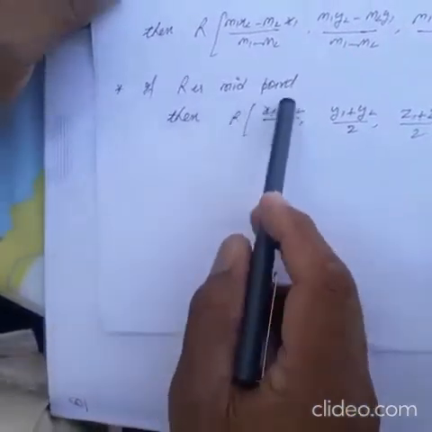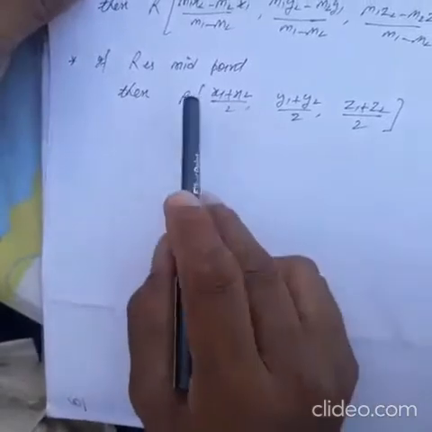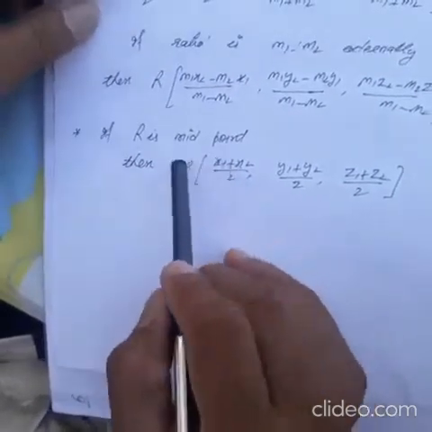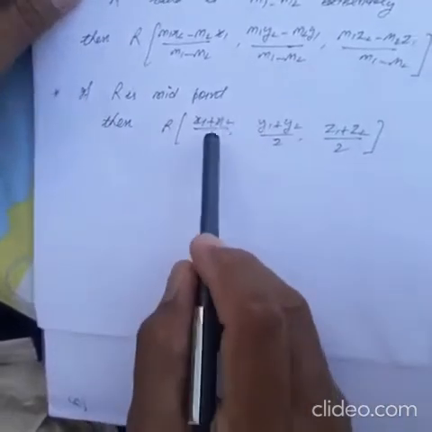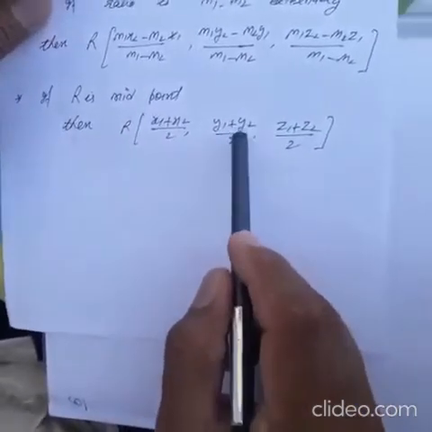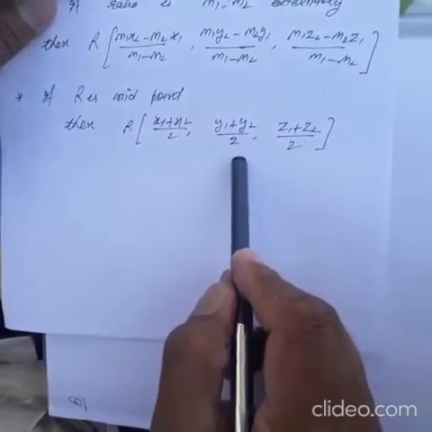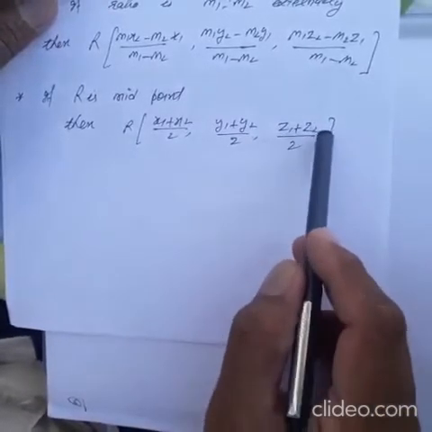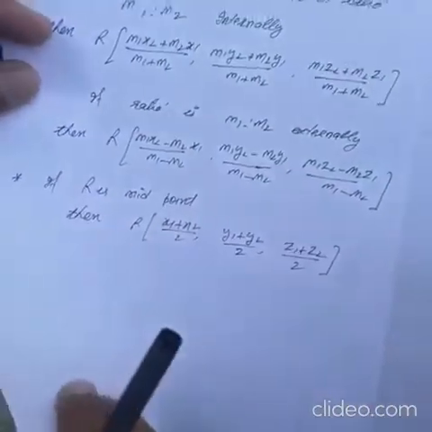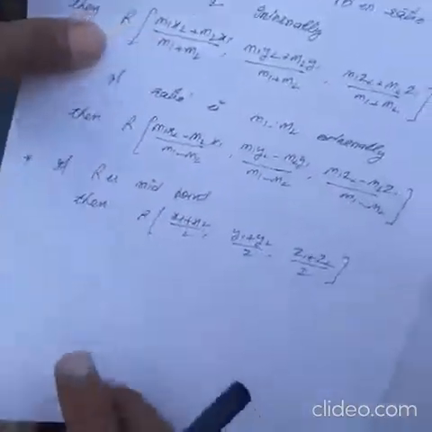Now if R is the midpoint, then the ratio is 1:1 internally. So the coordinates of R are ((x1 plus x2) upon 2, (y1 plus y2) upon 2, (z1 plus z2) upon 2). So this is R when it is the midpoint. I hope it is clear.